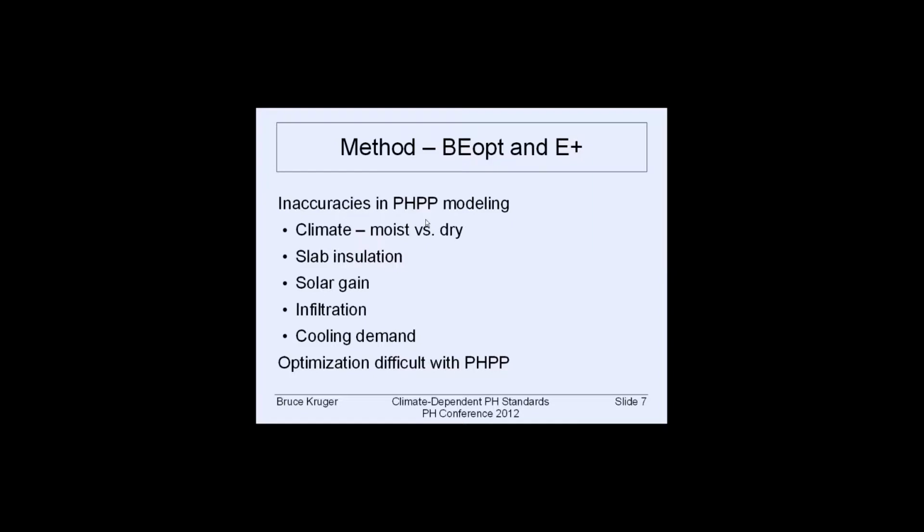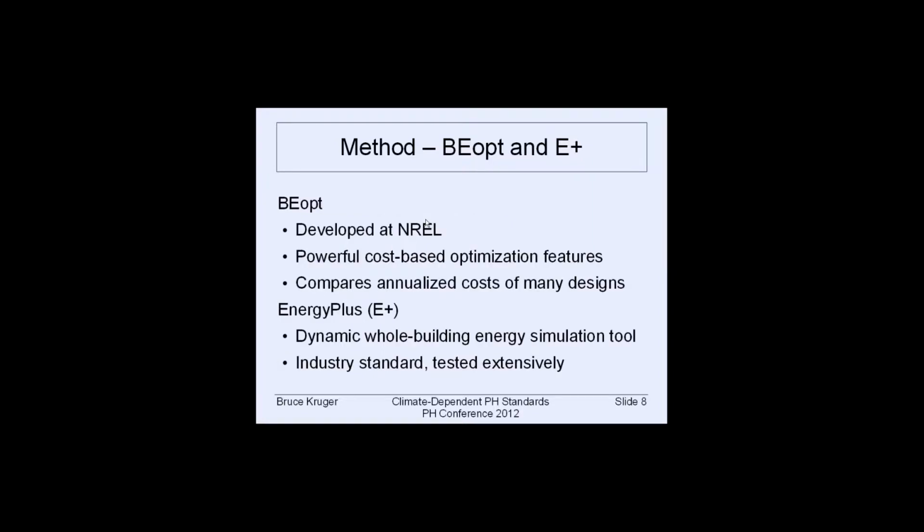The second reason for not using PHPP is that I needed to be able to do optimizations, and that's not part of PHPP, and it is part of BEopt, which is the tool that I use. There was a workshop yesterday about BEopt, so maybe some of you heard about it there. It's a tool that was developed at NREL, the National Renewable Energy Laboratory, not too far from here. It uses EnergyPlus as its simulation engine, and one of the most important things that BEopt does is it lets you easily run optimizations on your building design.